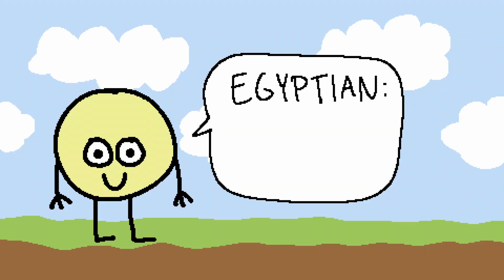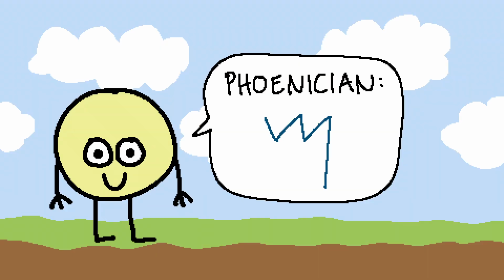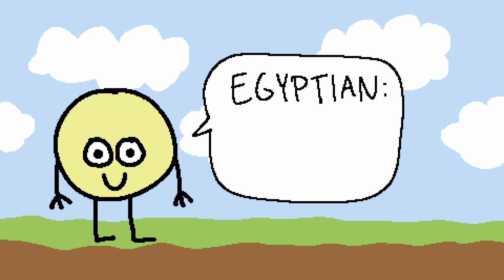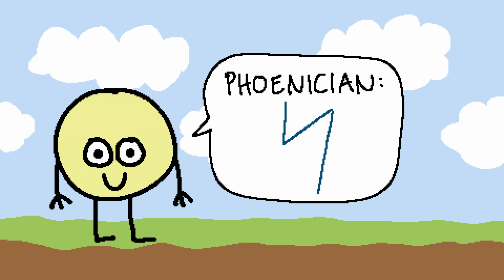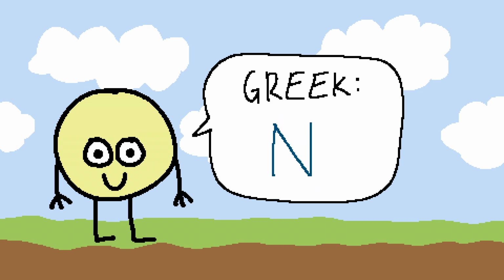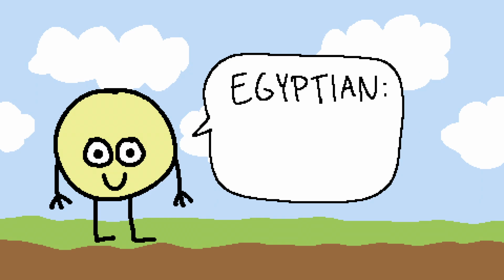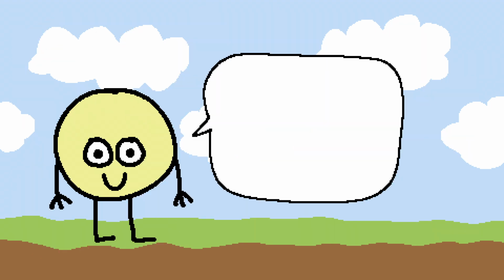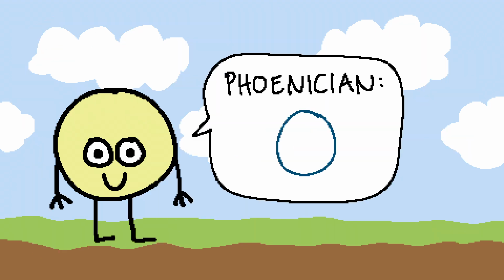M started off as this long boy, who gave us this, and ultimately this. N comes from one of the most common hieroglyphs, the snake. Phoenician, Etruscan, Greek, Latin. O came from the I hieroglyph, the hieroglyph, if you will, which looked like this in Phoenician and hasn't changed much since.